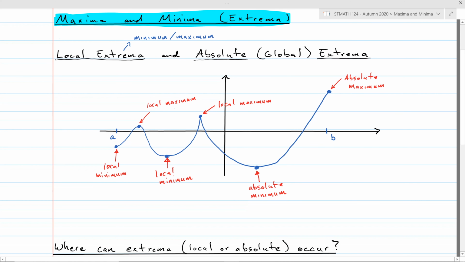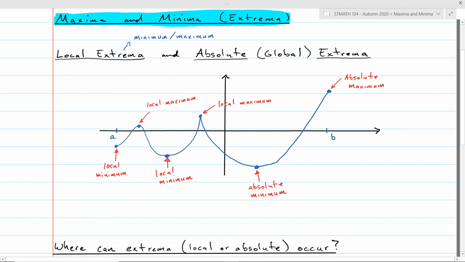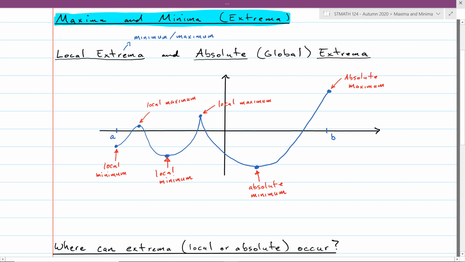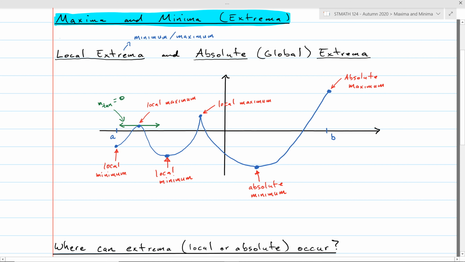Let's think about where we might expect to find extrema, either local or absolute, on a graph. Whenever you have those points that are like smooth, rounded-off mountaintops or rounded-off valley bottoms, you can identify those places, because if you think about the derivative, you'll see that the derivative is equal to 0 at those kinds of points. For example, at that first local maximum on the left, where it's a little hilltop, the derivative at that point, in other words, the slope of the tangent line, looks like this. So notice that the slope of the tangent line there is equal to 0.